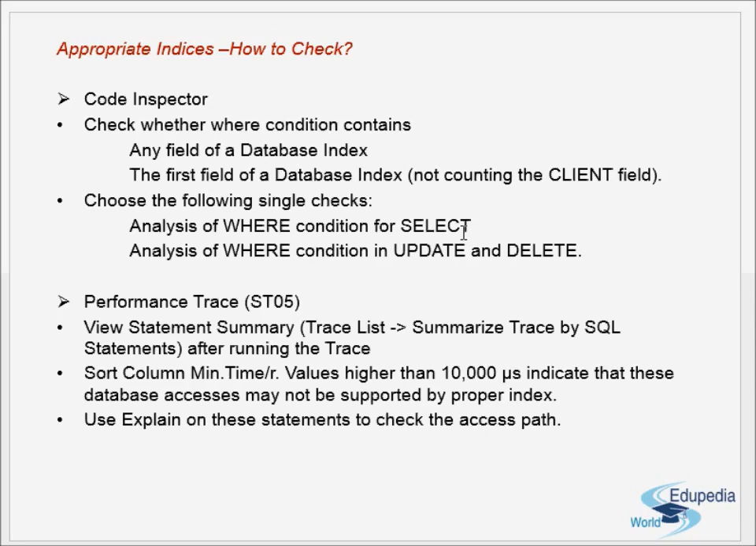The first one is the code inspector. Check whether the where condition contains any field of the database index, the first field of the database index, not counting the client field. So when we say select or update or whatever it is, when we say select star from something, we say where, we should check if any field belongs to an index, and the first field of the database index, not counting the client.